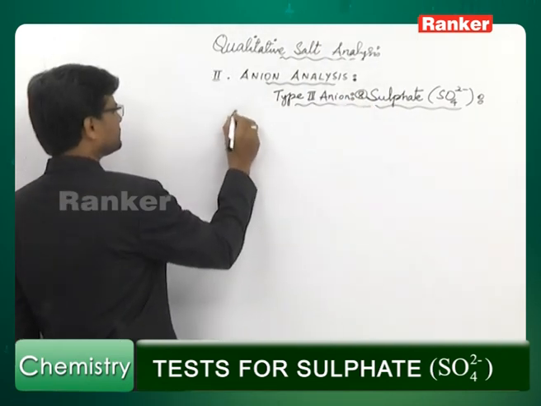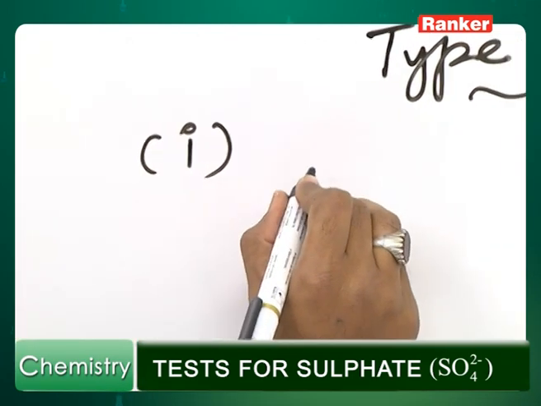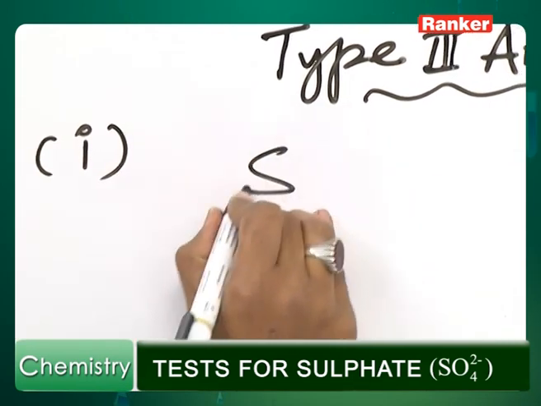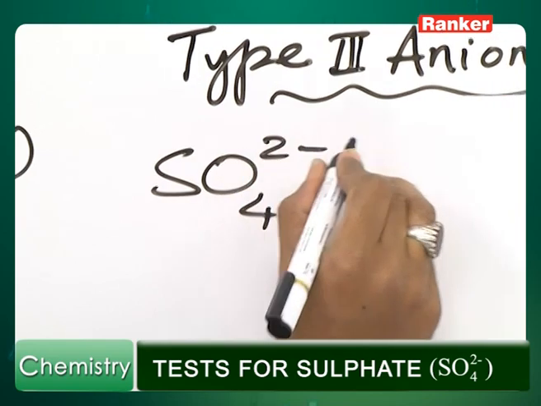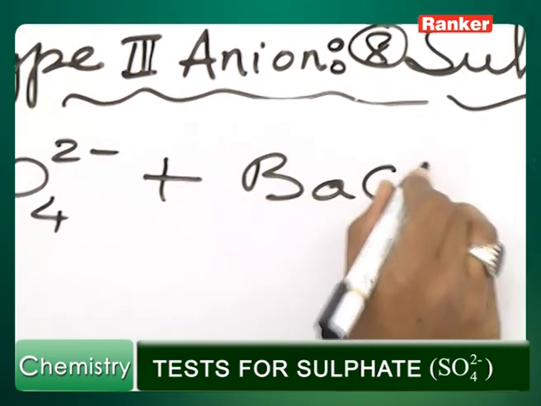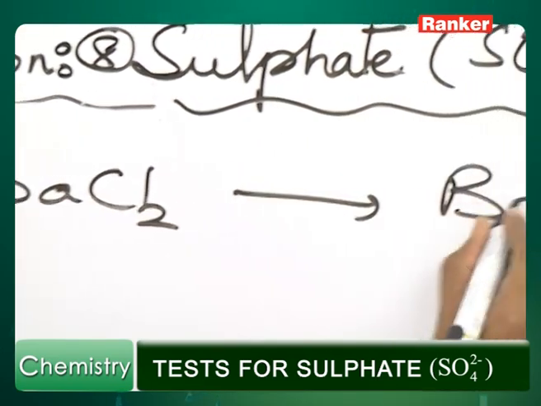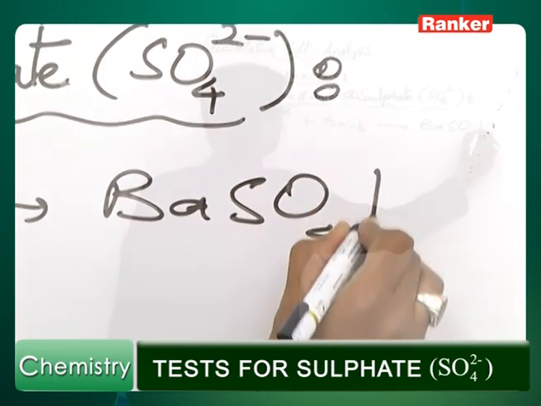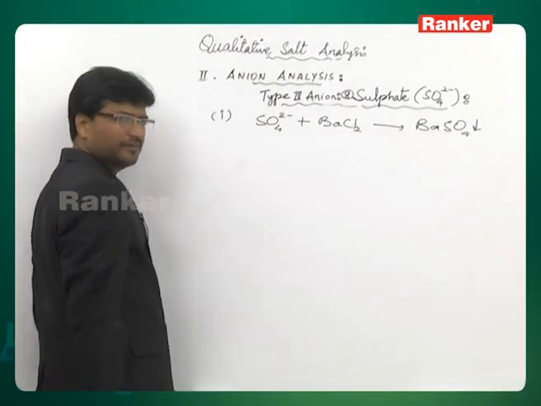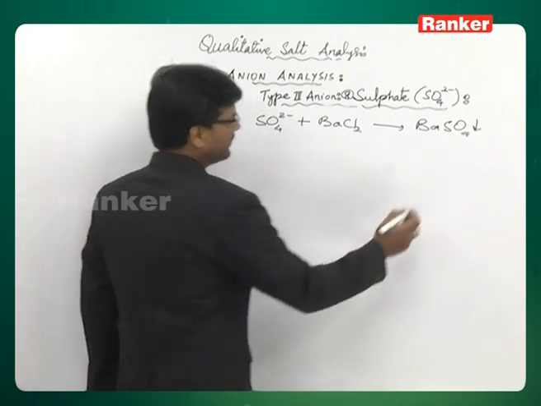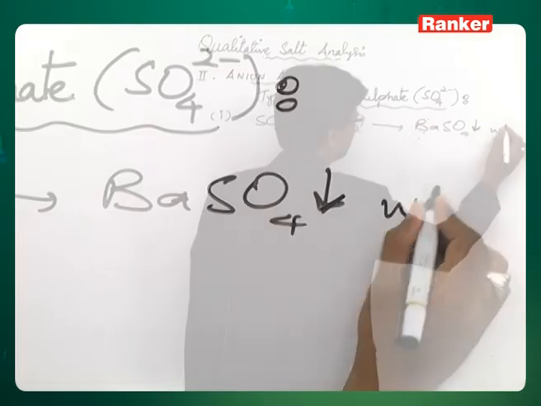The first reaction is sulphate plus barium chloride. You get a white precipitate of BaSO4. This is insoluble in dilute mineral acids. You get a white precipitate of barium sulphate.